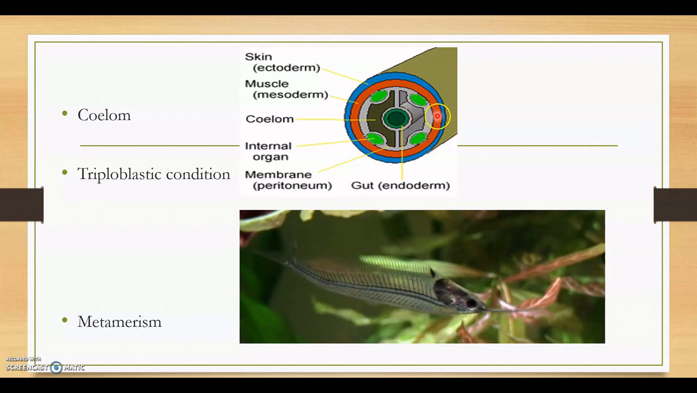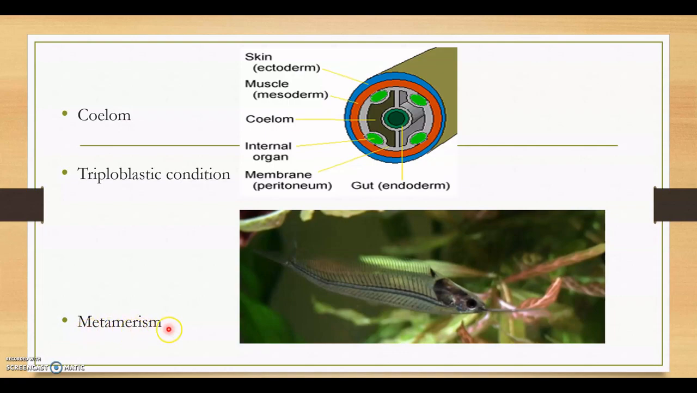So in between the mesoderm and endoderm, there is a space called the coelom, which is filled with the mesodermal fluid. Because this cavity is called the coelom or true coelom, which is the true character of what? Chordata. This is also present in non-chordate. There will be coelom and triploblastic condition. So both the presence of coelom and triploblastic condition are shared characters because both are present in non-chordate and chordate.